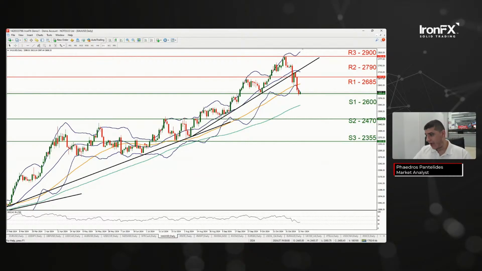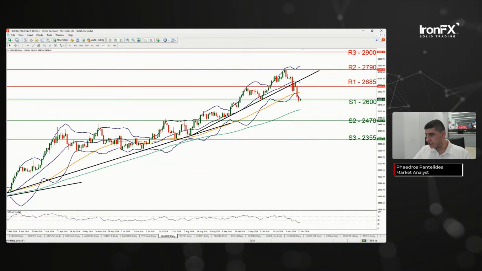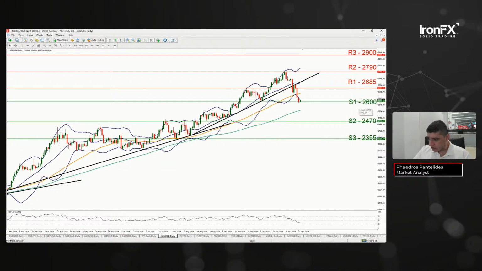Now, moving on to actual gold. As you can see, we had placed the support levels before. S1 2600. Very nice, bouncing off that S1 level. Perhaps due for a retracement back up to R1 or even this bullish candle's wick before continuing moving lower.